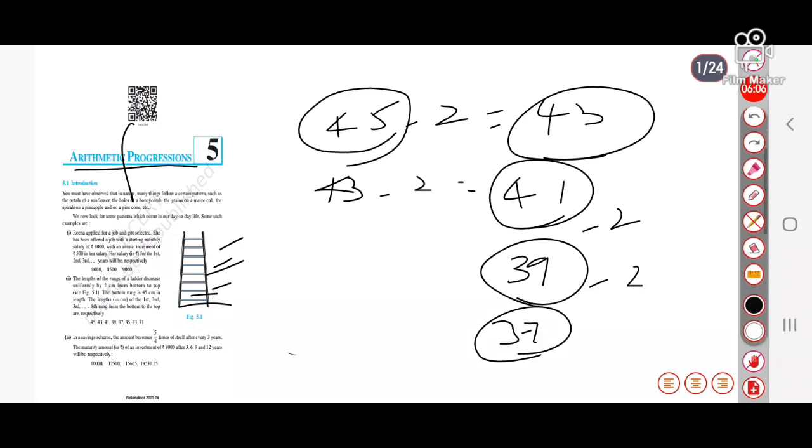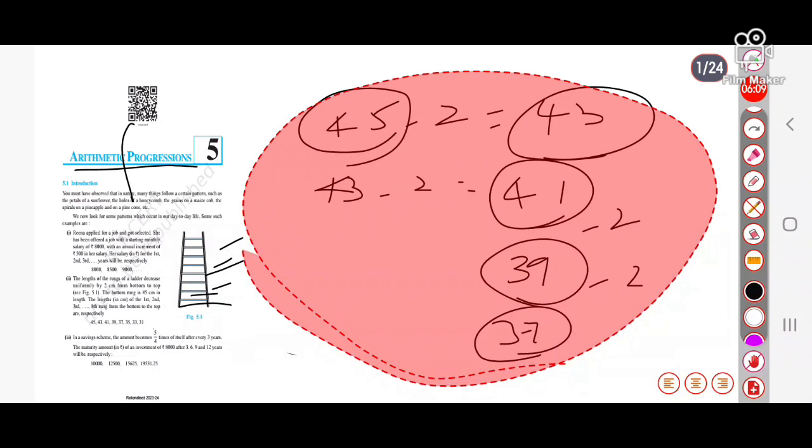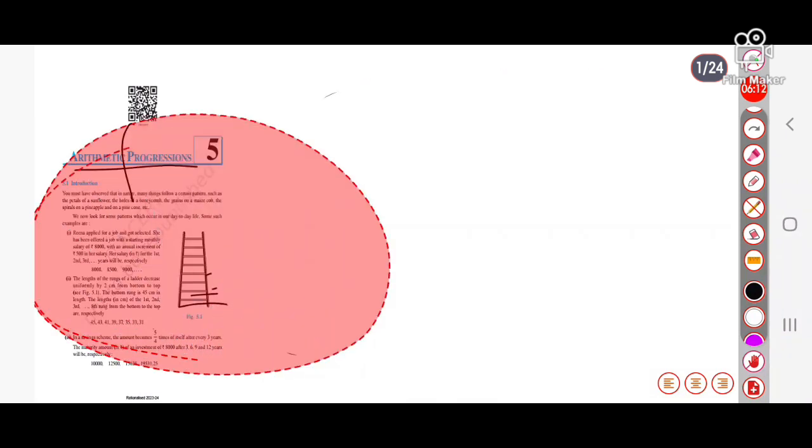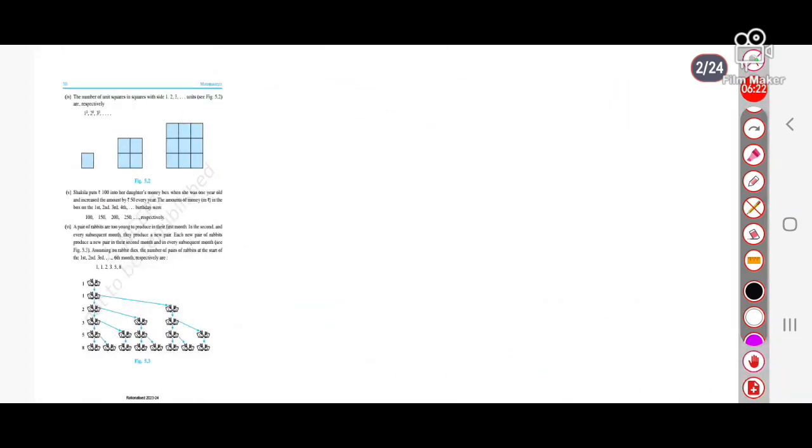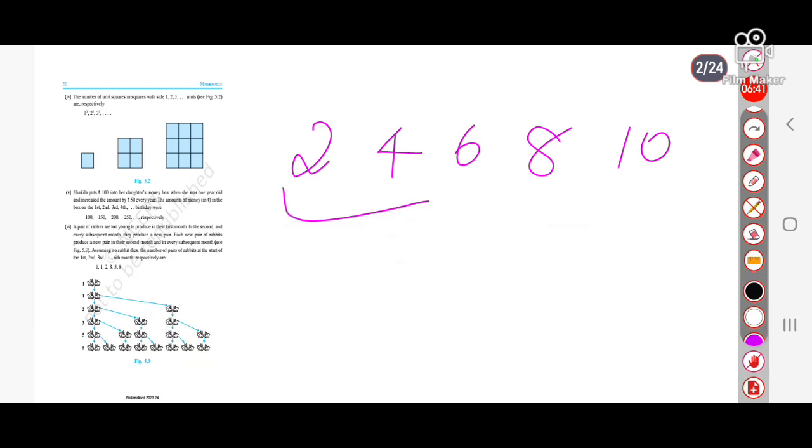That is not the main issue, but the representation of these numbers forms the AP, right? The same thing has been given in the third, fourth, fifth examples on the next page, where everything deals with the same thing. For example, a sequence with first value 2, then 4, 6, 8, 10, goes on, right? Again this forms an AP because it has the same common difference.